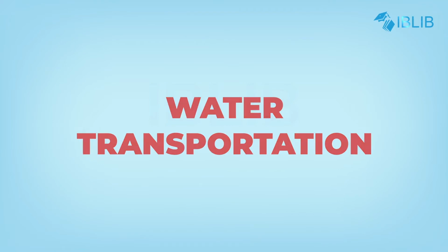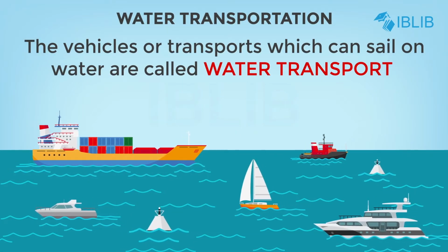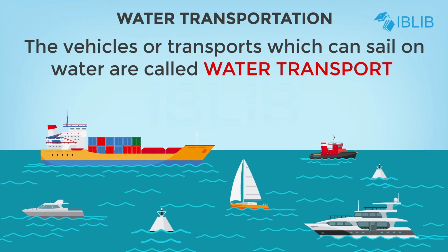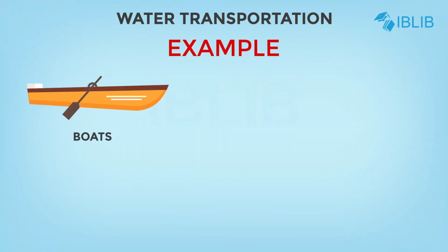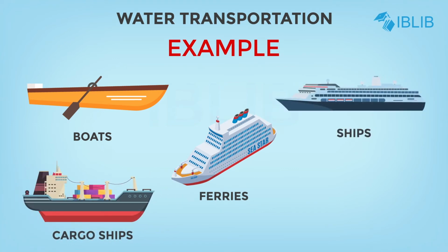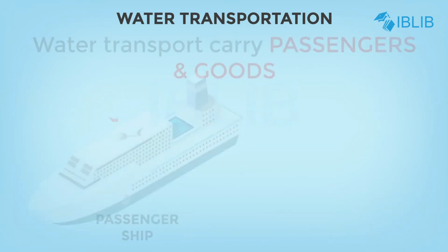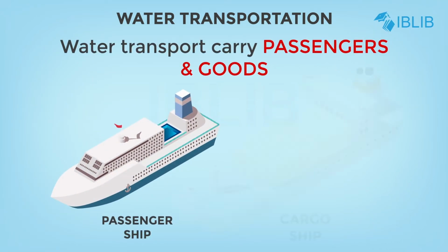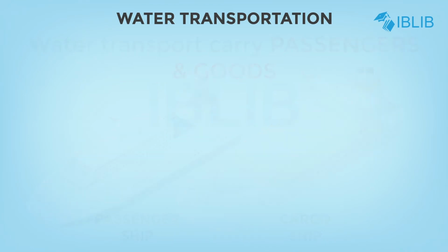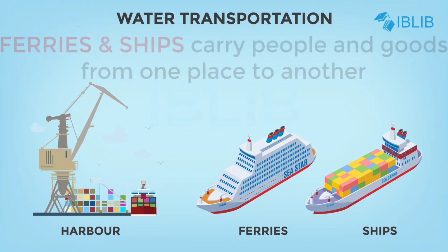Water transport. The vehicles or transports which can sail on water are called water transport. Boats, ferries, ships, cargo ships, steamers, etc. are some of the water transport which can carry passengers as well as goods. Ferries and ships carry people and goods from one place to another.